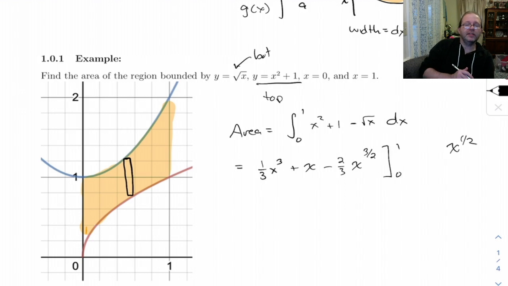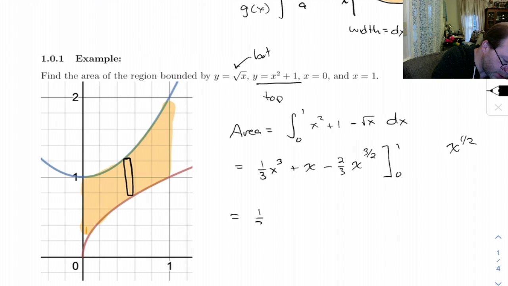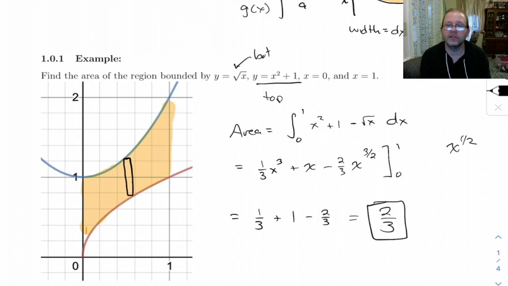All right, this is nice because we don't really have to plug the 0 in because this is just going to give us 0. But if we plug in the 1, we get 1/3 times 1 plus 1 minus 2/3. And let's see, what is that? 1 minus 2/3 plus 1/3, that's just 2/3. All right, so the area inside of there is 2/3.